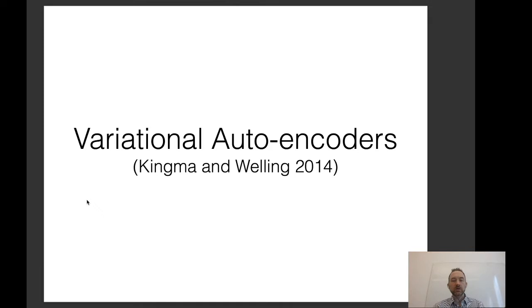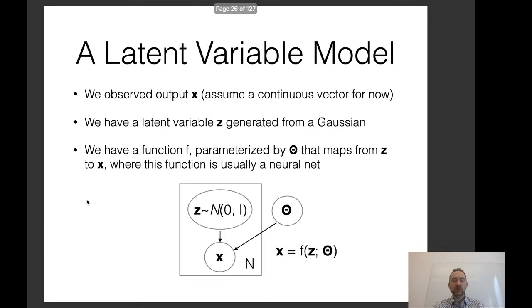So the most fundamental idea here is variational autoencoders. And variational autoencoders follow this latent variable model here. And basically, we have an observed output x, which we assume to be, let's say, a continuous vector for now.